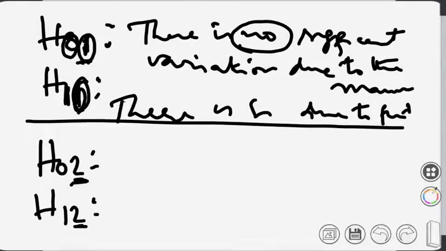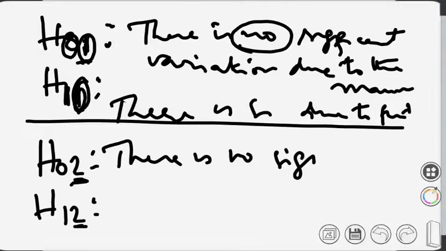What is the second alternate hypothesis? There is no significant variation due to the plots. Yes, sir. So A, B, C, D, due to the plots. Different plots. You have 1 acre plots. I have said A, B, C, D are different plots of 1 acre each or whatever.